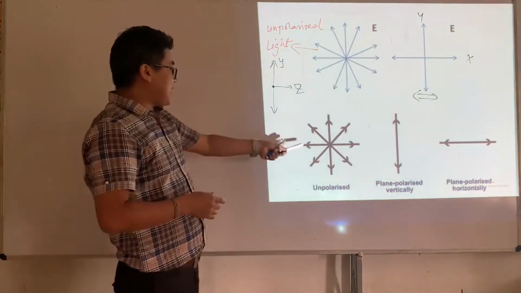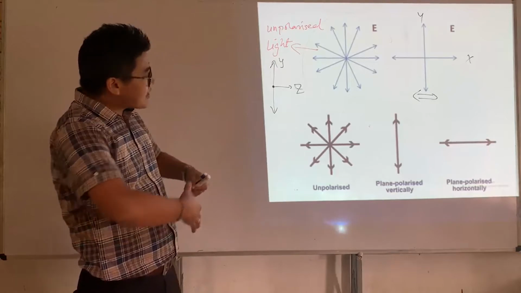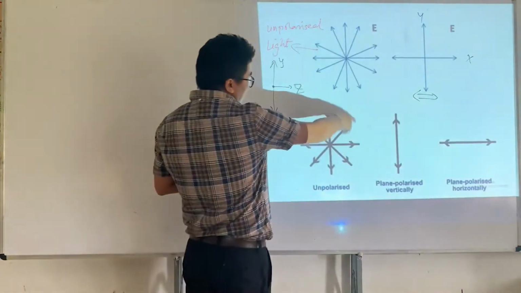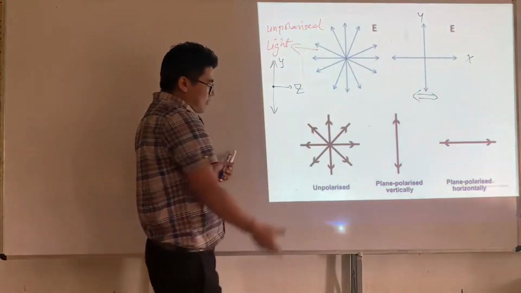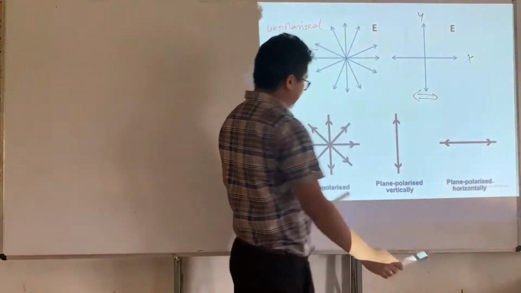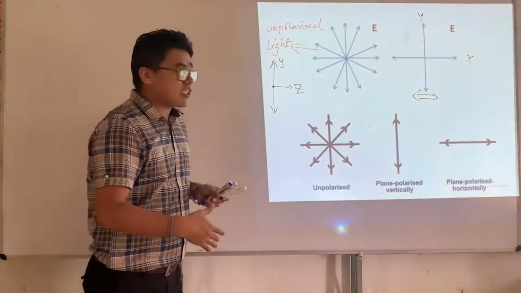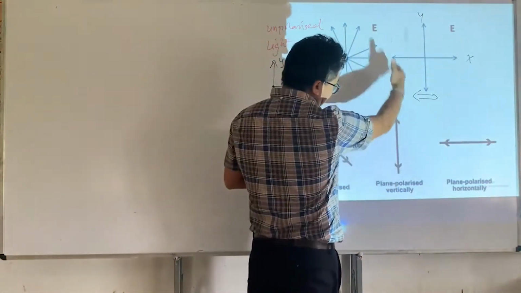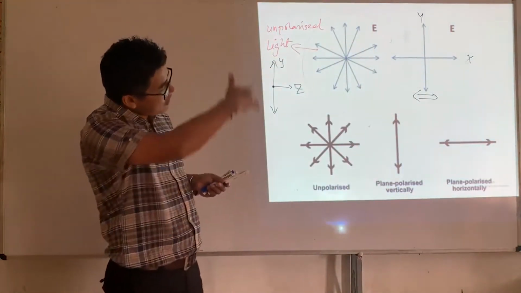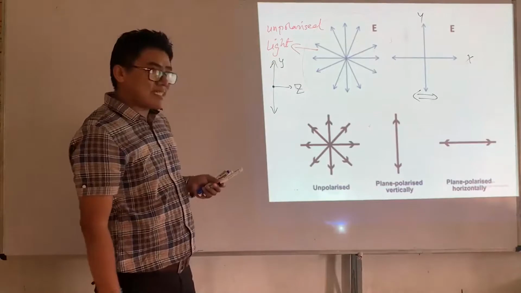This is unpolarized light. You see the oscillation is random. The oscillation of the electric field is random in all this area. This is what we call unpolarized light. And this is polarized light. Why? Because you see oscillation only in one direction, vertical. This oscillation is only vertical, maybe only along the y-axis.